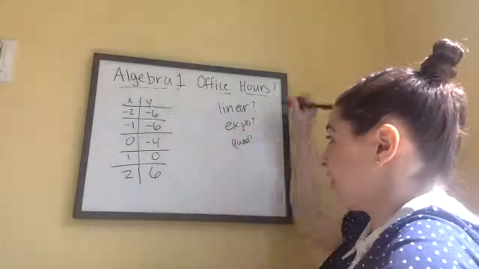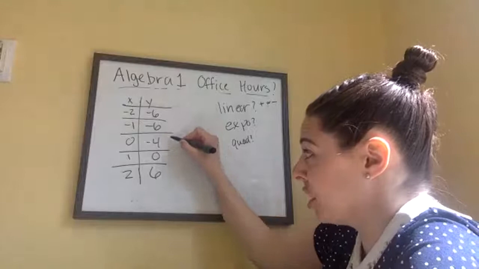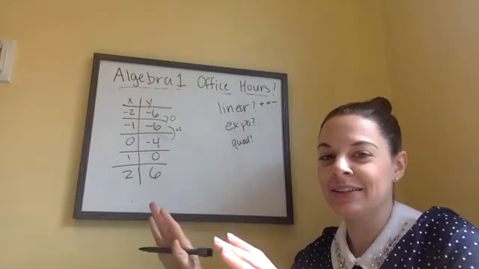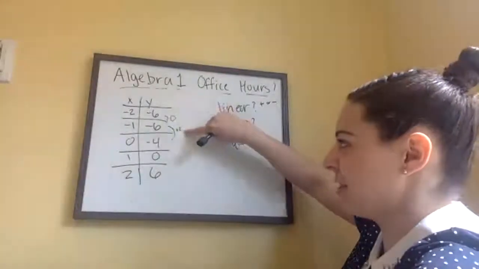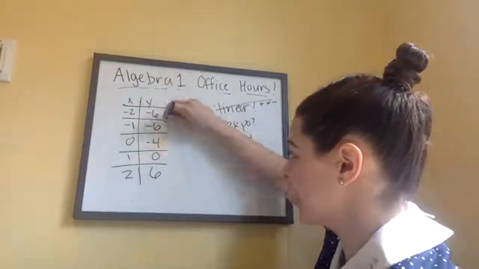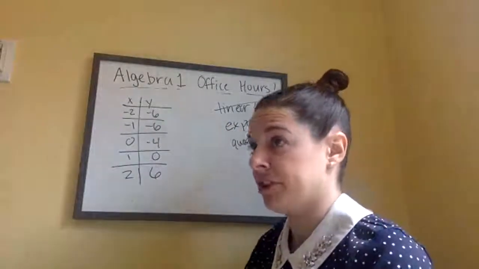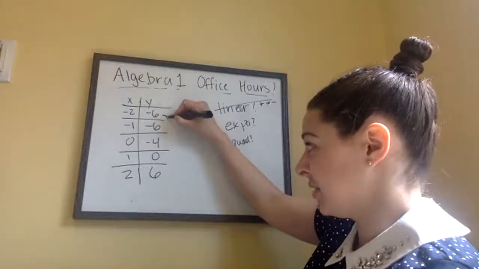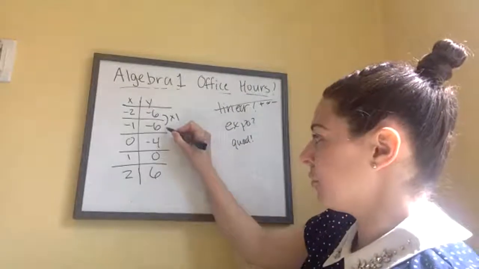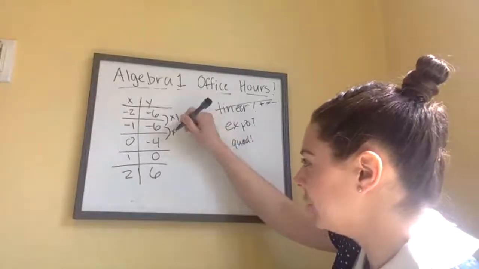Okay, so to decide if it's linear, remember, you need to be adding or subtracting the same amount every time. In order to go from one number to the next, I have to either add or subtract the same number every time. Automatically, not linear, because that rate of change isn't the same. Okay, so we know it's not linear. In order to decide if it's exponential, I have to see if I'm multiplying by the same amount every time. In order to go from -6 to -6, I would have to multiply by 1 because it stays the same. In order to go from -6 to -4, I think I have to multiply by 2/3.